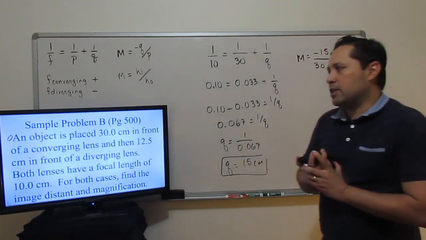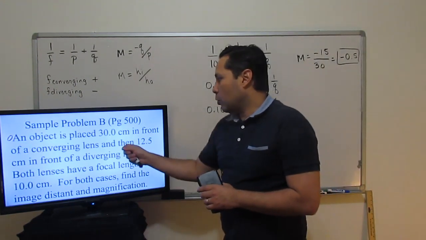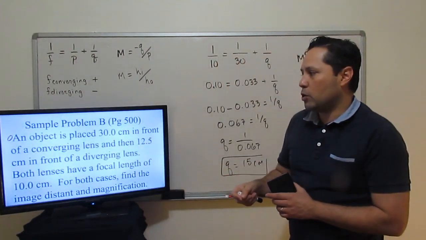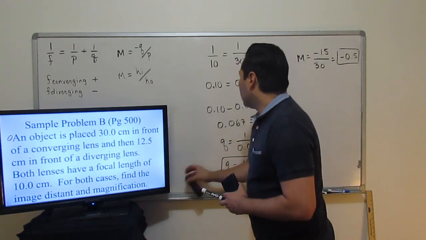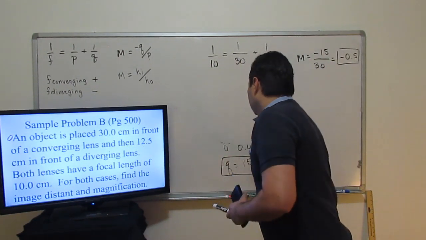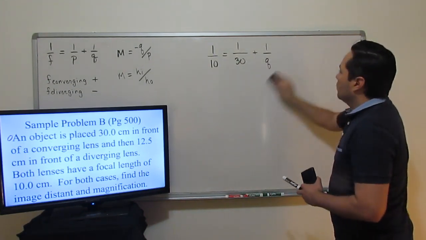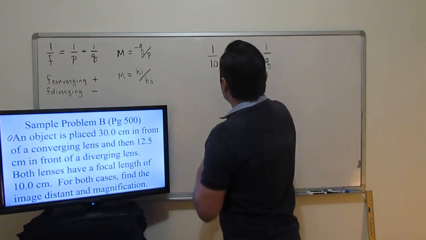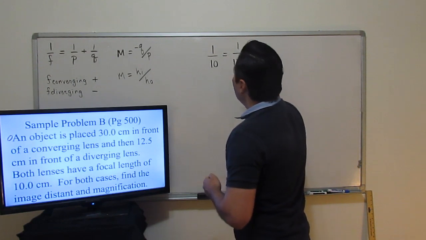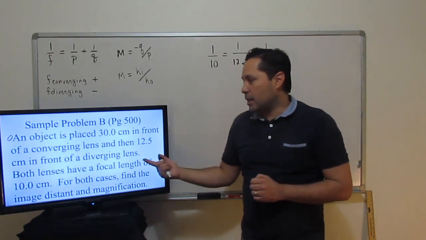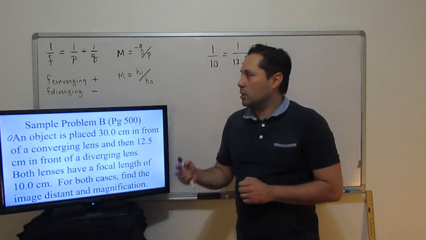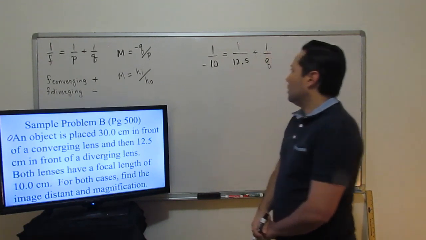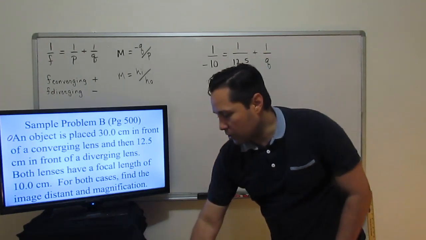Now, let's take a look at our diverging lens. Alright, so the object is placed 30 centimeters from the converging, but it's placed at 12.5 centimeters from the diverging lens. So I'm going to change this problem. And instead of 30, I'm going to put 12.5. But that's not the only change. They said it was a diverging lens. For diverging, the focal length is negative. So that's a negative 10. Alright, so let's go ahead and solve this problem.